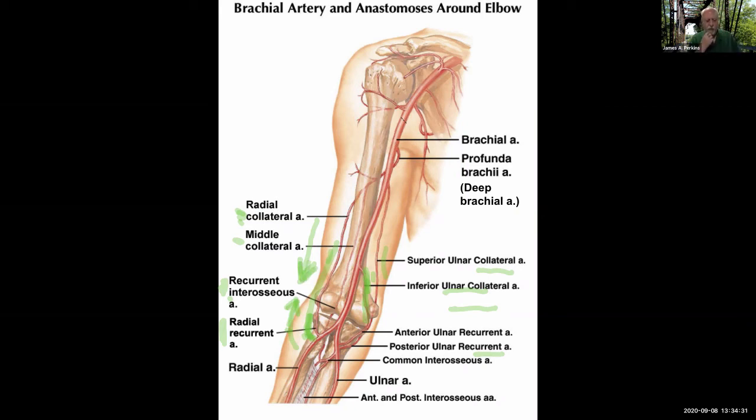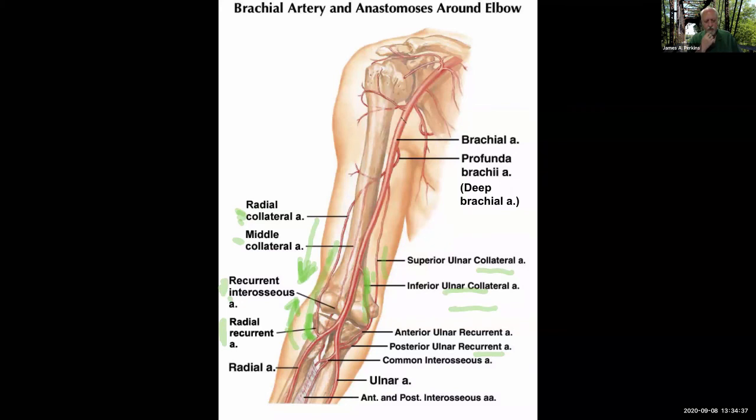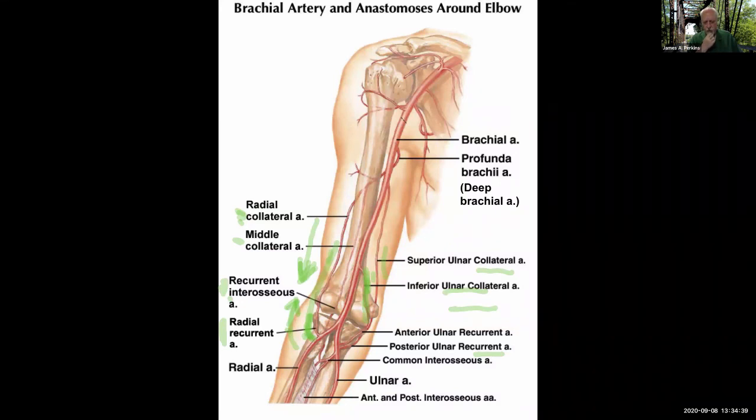But this is what we call an anastomosis. You see that word up at the top of the slide. An anastomosis is where you have more than one vessel joining together to form a connection. Okay, so that's an anastomosis between the radial collateral coming down from above and the radial recurrent coming up from below.